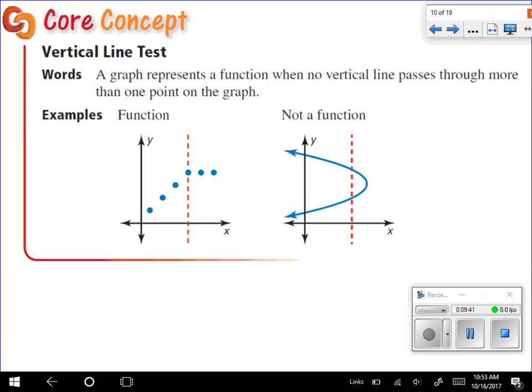So when we're looking at a graph, the nice thing is when we're trying to determine whether something is a function or a linear function, we can check the vertical line test. It's pretty easy. A graph represents a function when no vertical line passes through more than one point on the graph. So anywhere on the graph, if I can draw a vertical line through, then it would be a function. But like this one, since here I would hit 2 spots on the graph, this would not be a function. So you can determine functions that way.